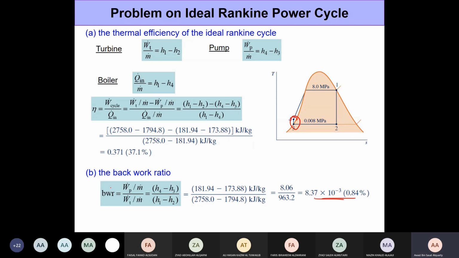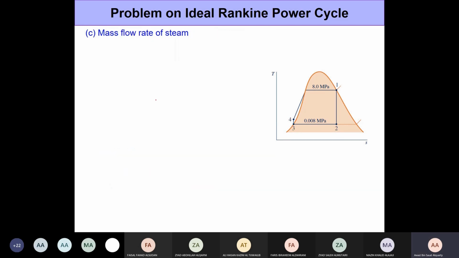All right, so these two are pretty straightforward. These are things that we have done before. Now let's move forward and calculate the mass flow rate of the steam. We have been provided the net power output. It's 100 megawatt. So the question is, how do we go ahead and calculate the mass flow rate? Anyone can give me suggestions?